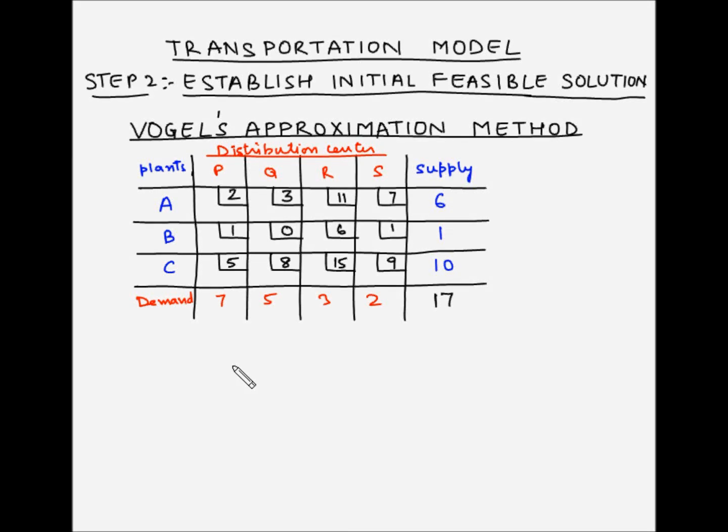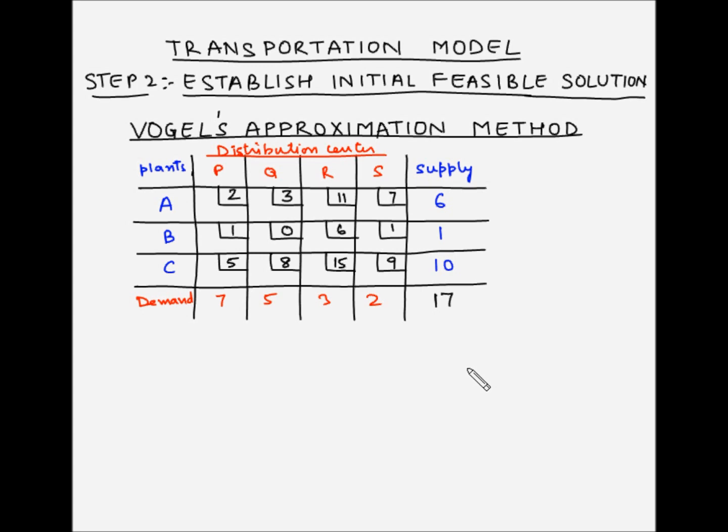In the previous videos, we have seen the least cost method and the northwest corner rule for establishing an initial feasible solution for a transportation model. In this video, we'll see another alternative method, which is Vogel's approximation method for finding the initial feasible solution for a transportation model. Now, the northwest corner rule generally does not yield the best solution since it does not take into consideration the transportation costs.